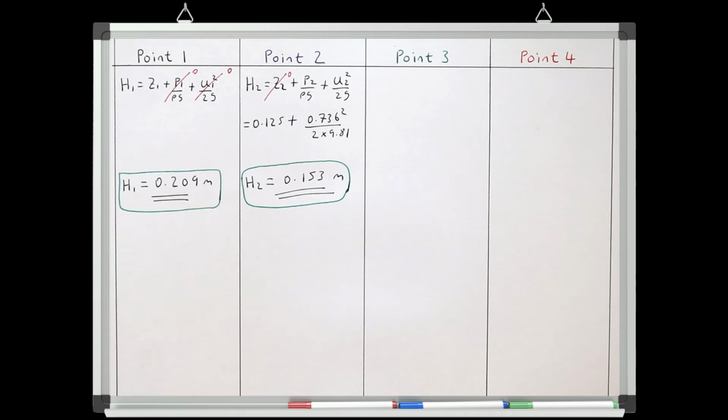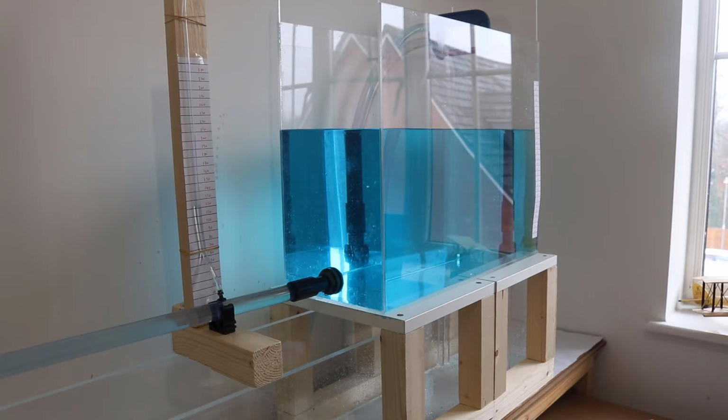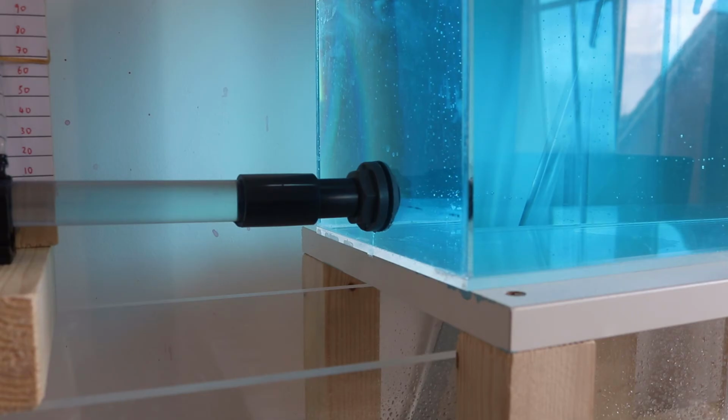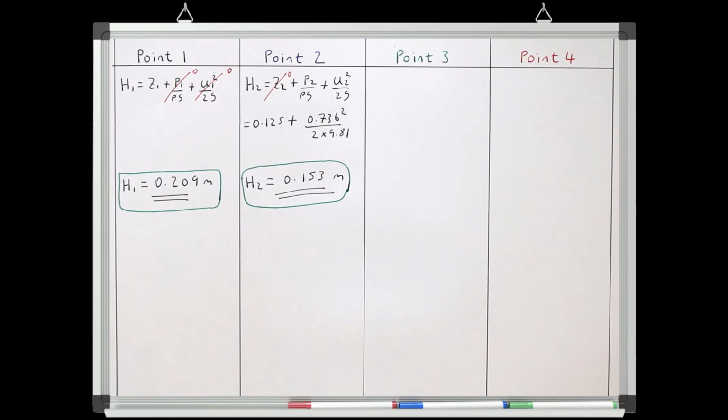So we can see we've had a sudden loss of energy as the pipe exits the tank. In the tank, the total pressure head is 0.209 meters, and in the pipe just after the tank, the total pressure head is 0.153 meters. So we've had a loss of total pressure head of 0.056 meters as the pipe leaves the tank, and this is a sudden loss of total pressure head. We call this a local loss of energy.